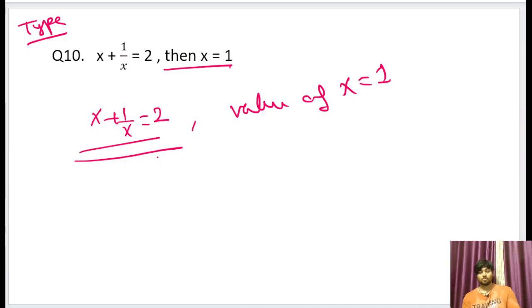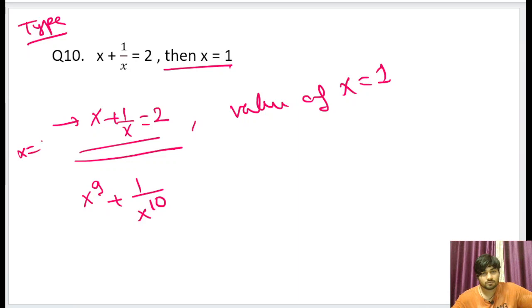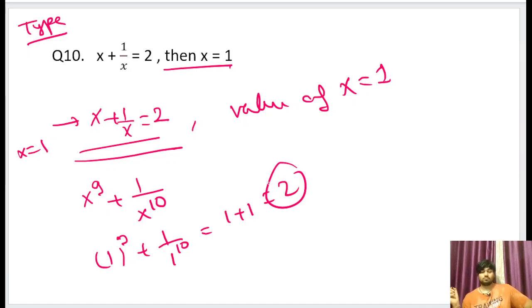So, let me ask you something. If it is given as x plus 1 upon x equals to 2, what will be the value of x to the power 9 plus 1 upon x to the power 10? What will be the value? If it is given x plus 1 upon x equals to 2, it means x is equals to 1, right? So I can just write it here, 1 to the power 9 plus 1 to the power 10, which means 1 plus 1 is equals to 2. Right.